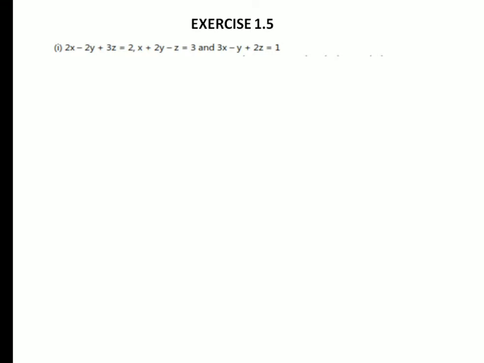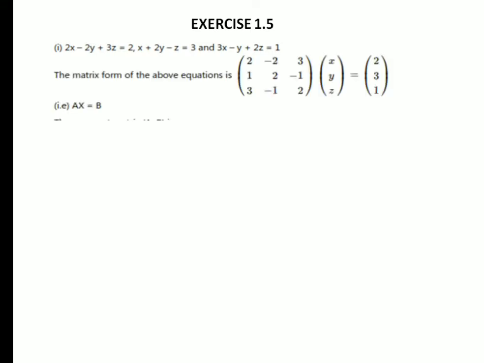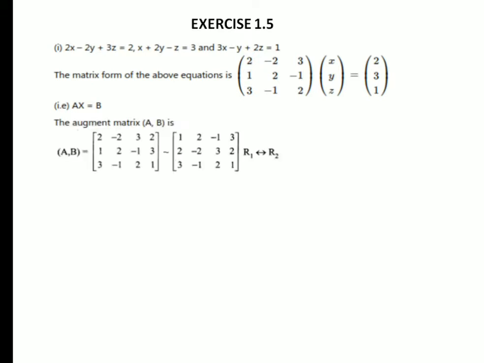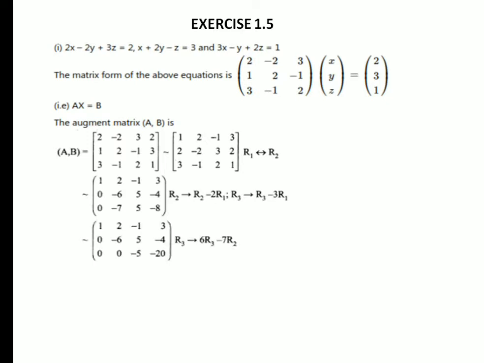First question. The matrix form of the above equation, you take it and write AX equal to B. Then the augmented matrix A comma B. Interchange row 1 and row 2. Next, row 2 minus 2 row 1, row 3 minus 3 row 1. Row 3, 6 row 3 minus 7 row 2. The above matrix is in echelon form.